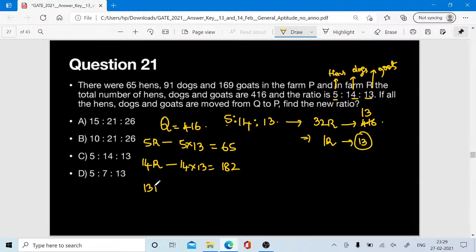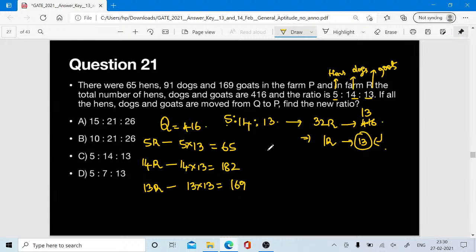Now 13 R I have to find out, which is 13 into 13, which is 169. Yes or no, people, right? So 32 R is equal to 460, they have already told. 1 R का value आ जाता है 13, तो substitute करो, 65, 182 और 169 मिल जाता है.